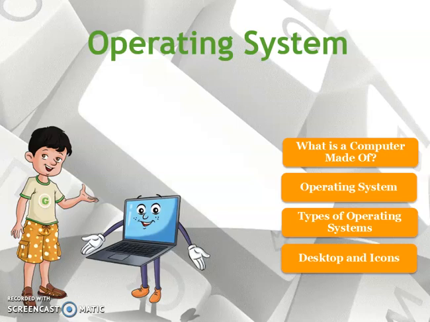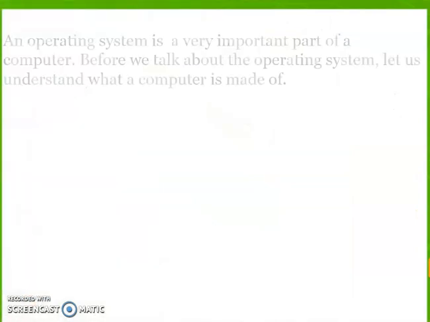So today we are discussing operating systems. Before operating systems, first of all, we will see what a computer is made of. Then we will talk about operating systems, then their types, then what a desktop is and what an icon is. So, moving towards our first topic, which is what a computer is made of.